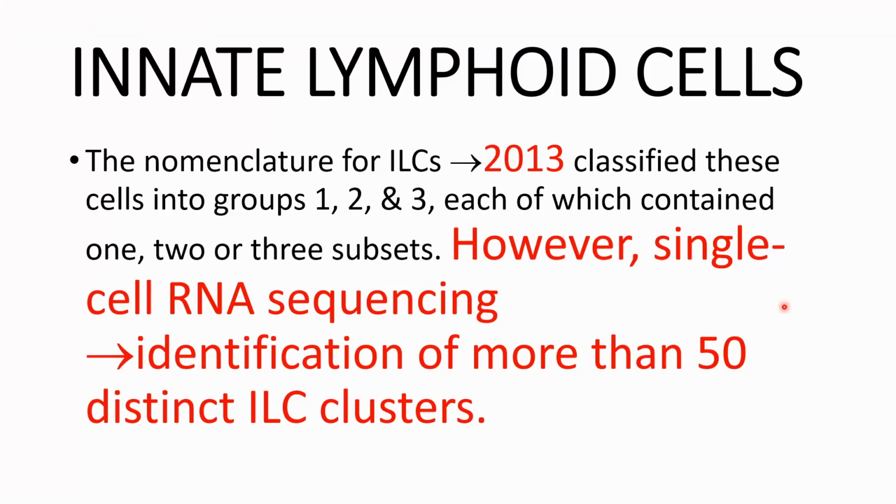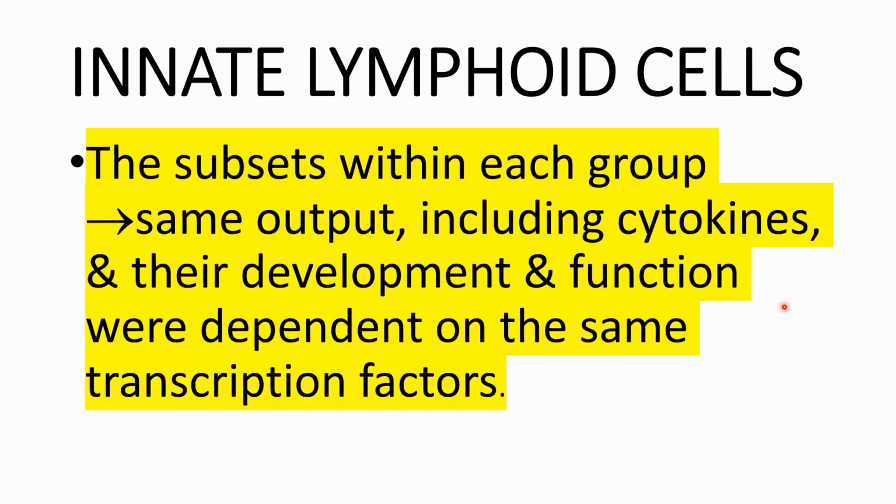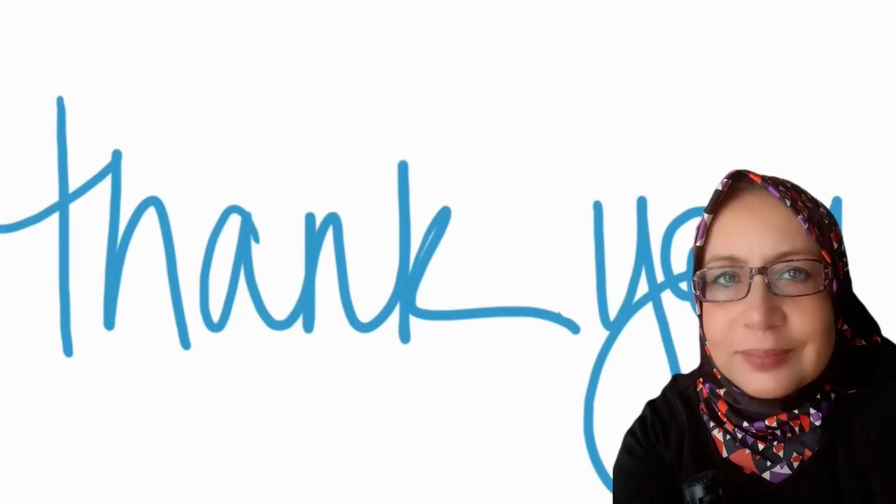The nomenclature of innate lymphoid cells was proposed in 2013, when these cells were classified into group 1, 2, and 3. However, with single cell RNA sequencing, there was identification of more than 50 distinct innate lymphoid cell clusters. However, the subsets within each group have the same output, including cytokines, and their development and function were dependent on the same transcription factors.